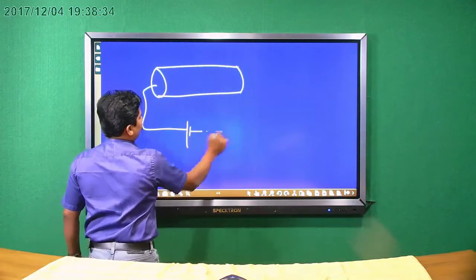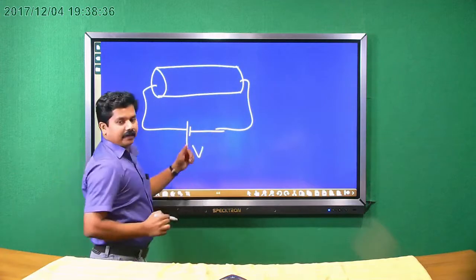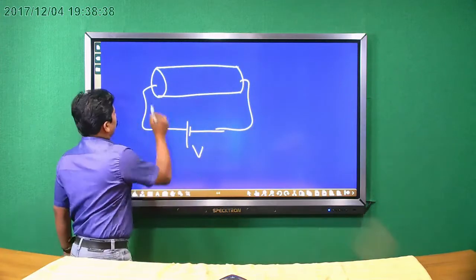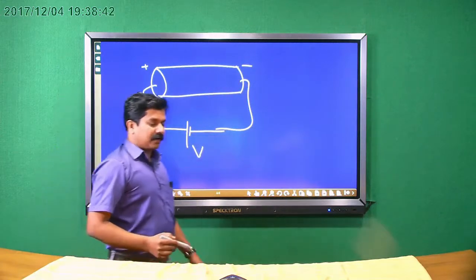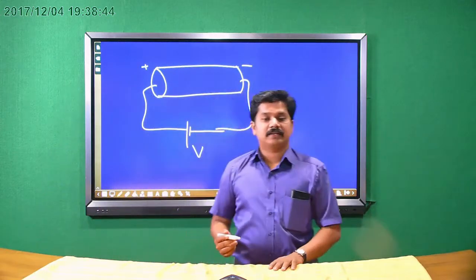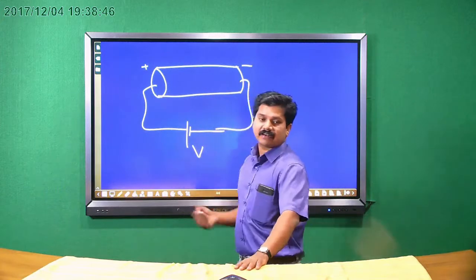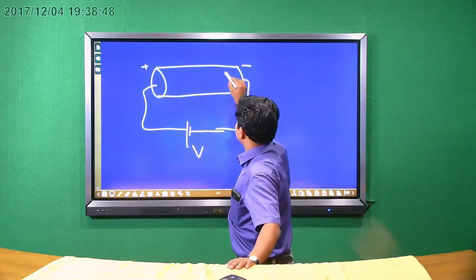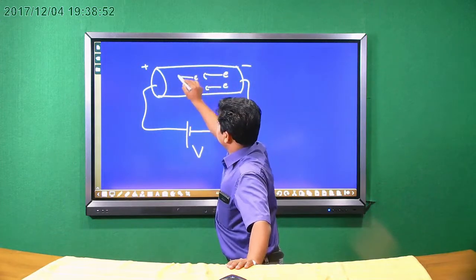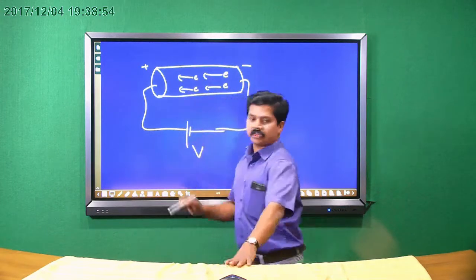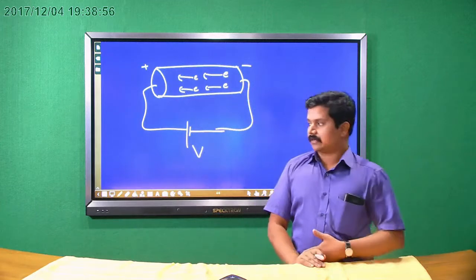So in the presence of a potential difference or an electric field, the free electrons will move in a single direction. So this will result in electric current. Here, free electrons will be moving in this direction, that is, in the opposite direction of the electric field.